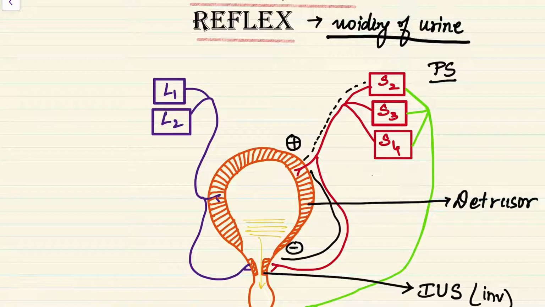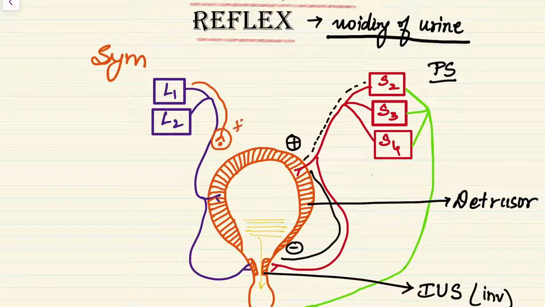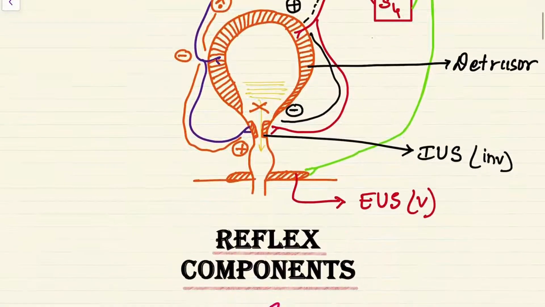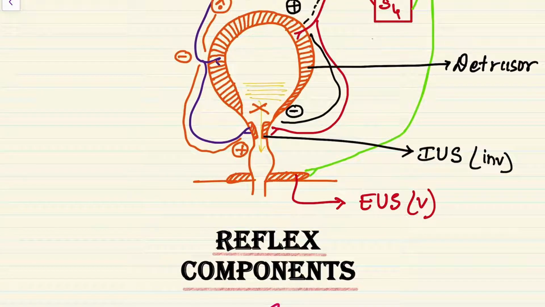On the other hand, we have the sympathetic system. The centers are L1 and L2. Here, they travel through the afferent fibers. They also relay in a hypogastric ganglion. This is the hypogastric ganglion. And then innervate the detrusor muscle as well as the internal urethral sphincter. Here, it causes relaxation of detrusor muscle and contraction of internal urethral sphincter, so the urine doesn't go out into the urethra. External urethral sphincter is under the control of the cortex.